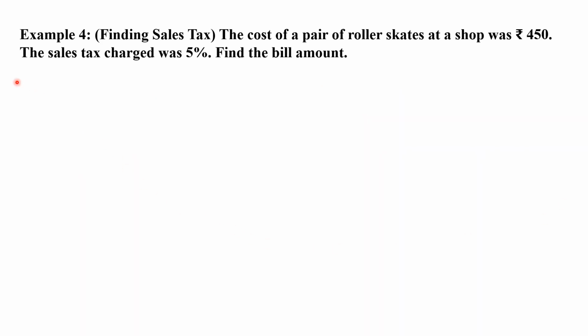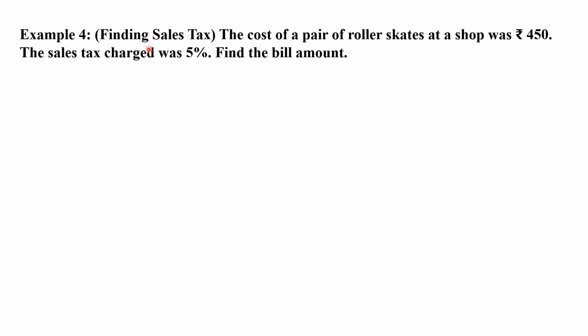Now we will see a few questions based on sales tax. I have taken this question from the NCERT textbook and this is example number 4. The cost of a pair of roller skates at a shop was 450 rupees. The sales tax charged was 5%. Find the bill amount. So when you include 5% tax in the original cost, what is the final bill amount?